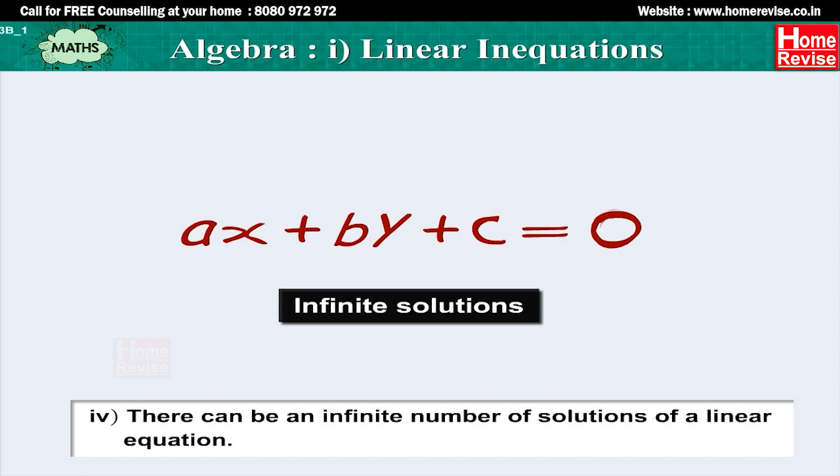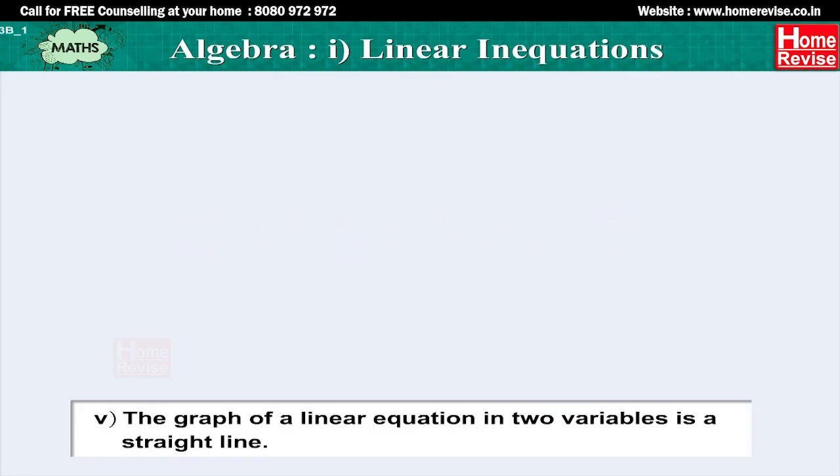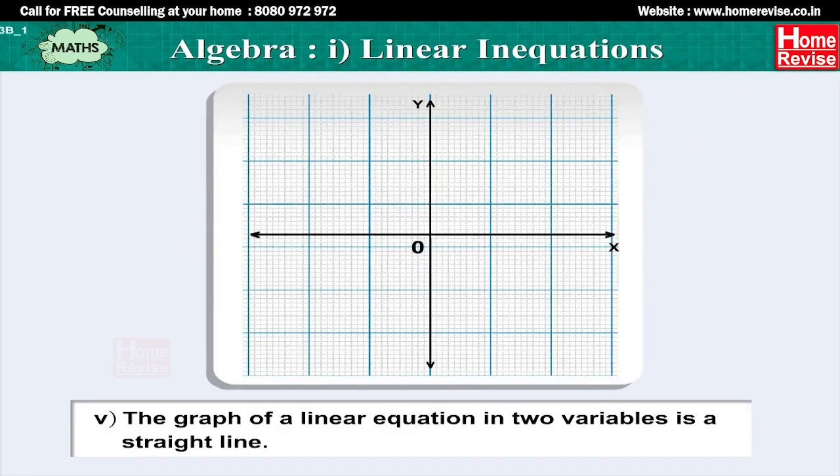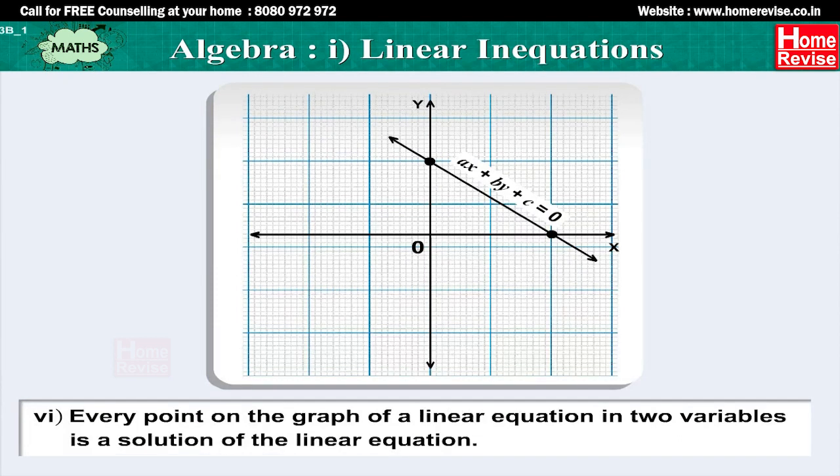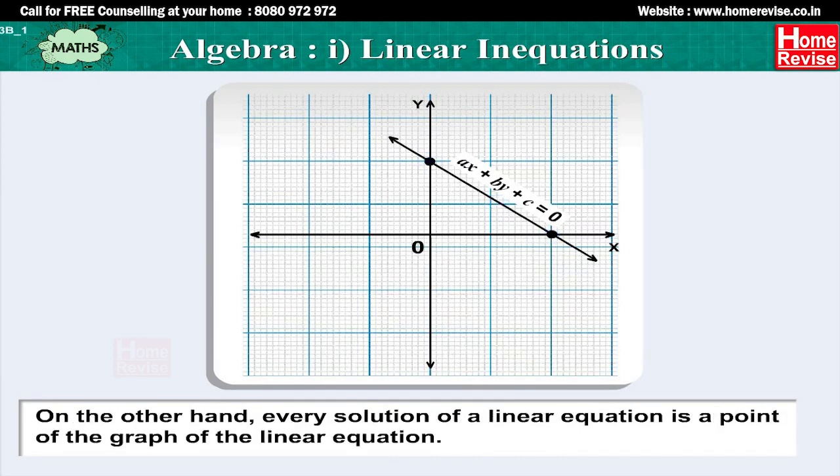Number 5. The graph of a linear equation in two variables is a straight line. Number 6. Every point on the graph of a linear equation in two variables is a solution of the linear equation. On the other hand, every solution of a linear equation is a point on the graph of the linear equation.